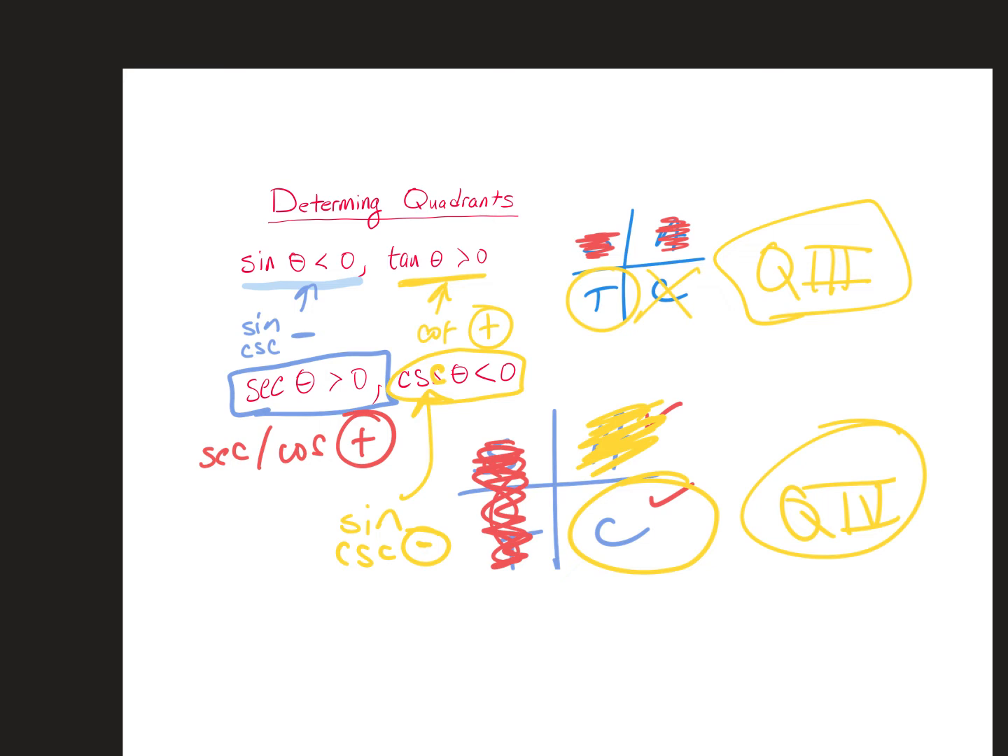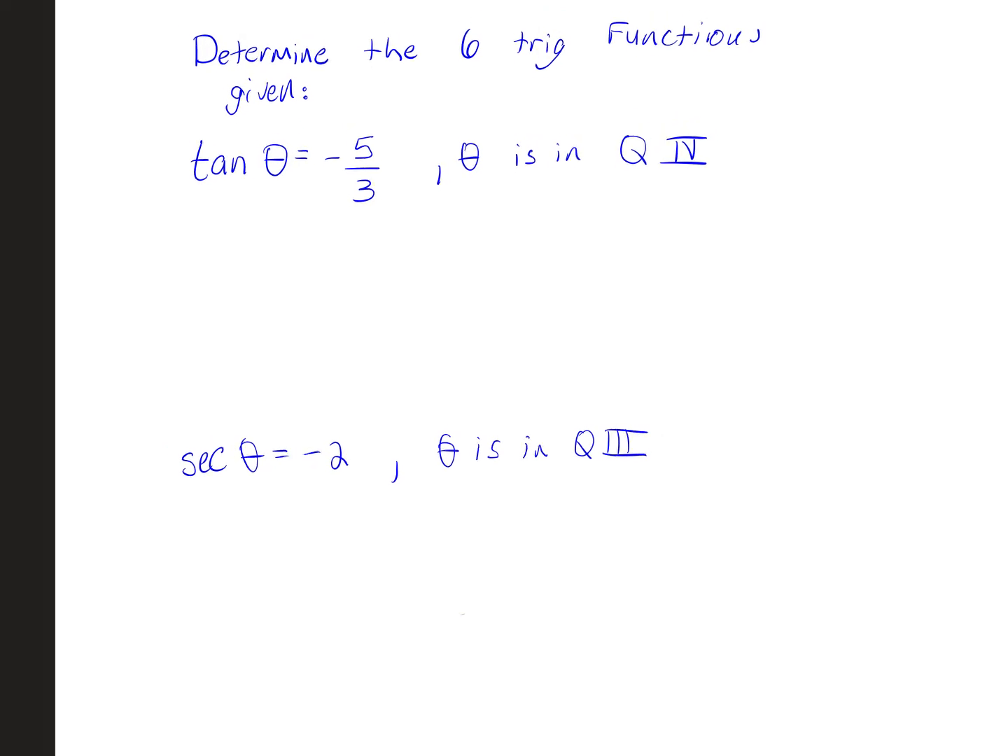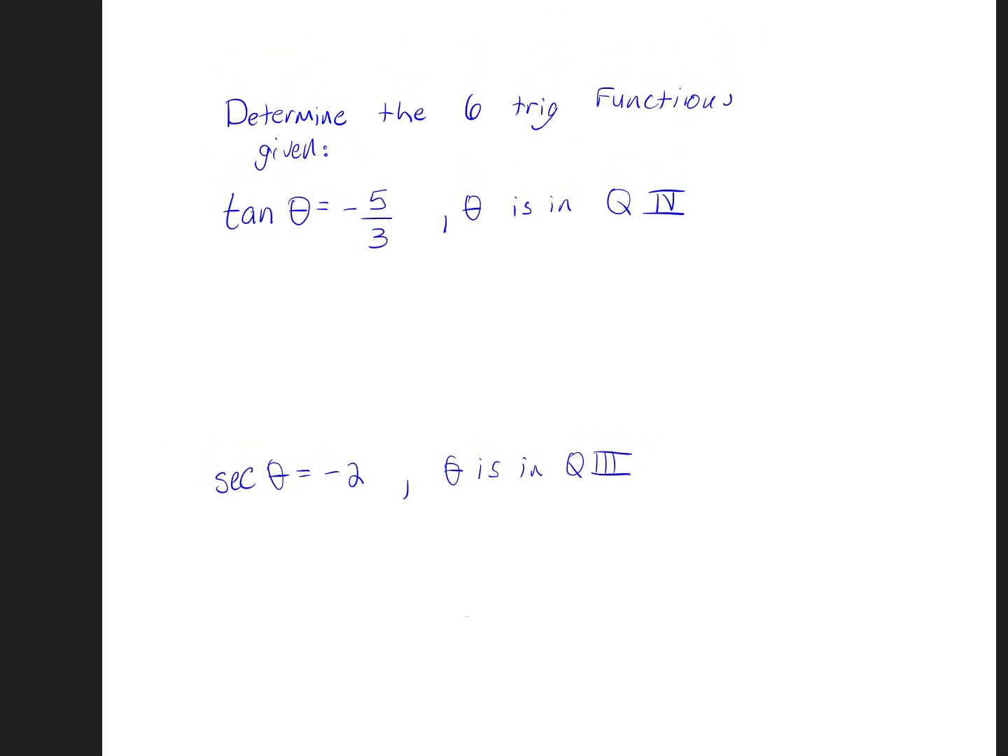Then you look at the second piece of information, and you can narrow it down. Yes, ma'am? All right, we're going to go through here real quick, and then we're going to be done for today. This is the type of question that you will see on your web assigned PDF, and you'll also see it on your quiz. Determine the 6 trig functions given this information.